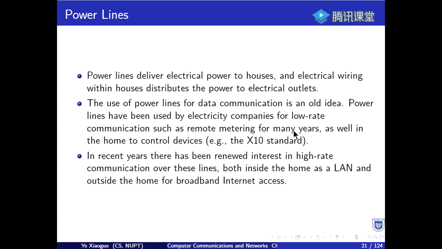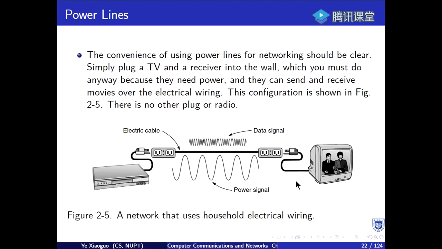as well as in the home to control devices. In recent years, there has been renewed interest in high-rate communication over these lines, both inside the home as a local area network and outside the home for broadband internet access. Figure 5 shows a network that uses household electrical wiring.